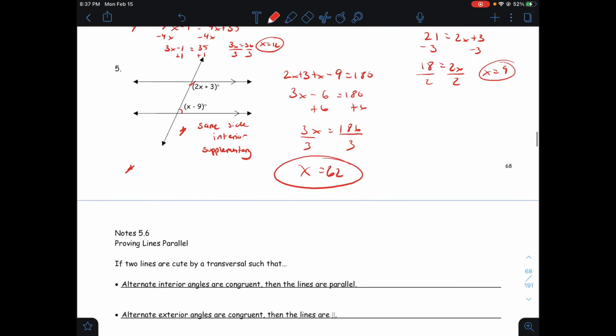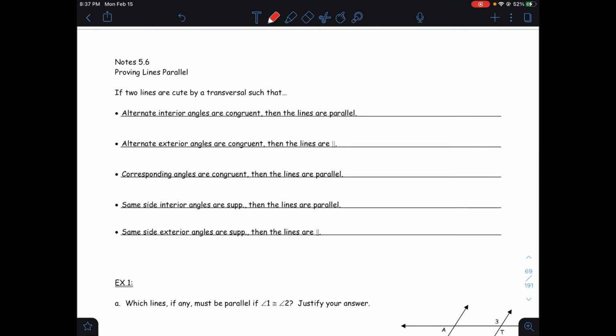Now let's go ahead and jump into the lesson for today. So it's proving lines parallel, and it goes through all these rules. Basically you start off with two lines and they're cut by a transversal. So you've got a line here and a line here, and what you're trying to do is prove that they're parallel. This is our transversal. It says if alternate interior angles are congruent, then the lines are parallel.